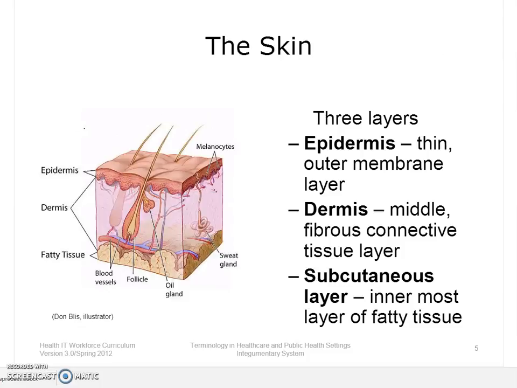The skin is composed of three layers: the epidermis, the dermis, and the subcutaneous layer. The epidermis is the thin outer membrane layer. The dermis is the middle, fibrous, connective tissue layer. The subcutaneous layer is the innermost layer that is composed of fatty tissue.